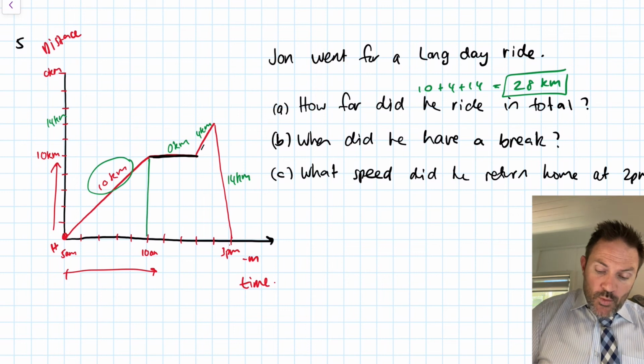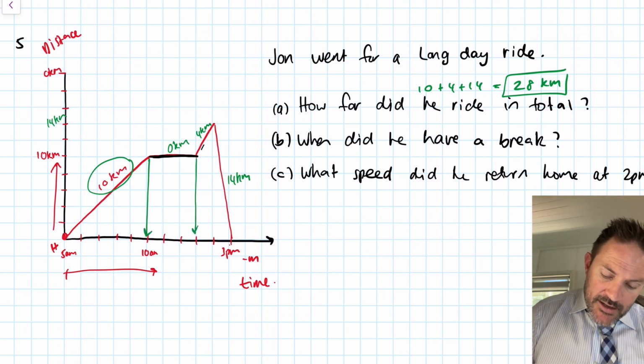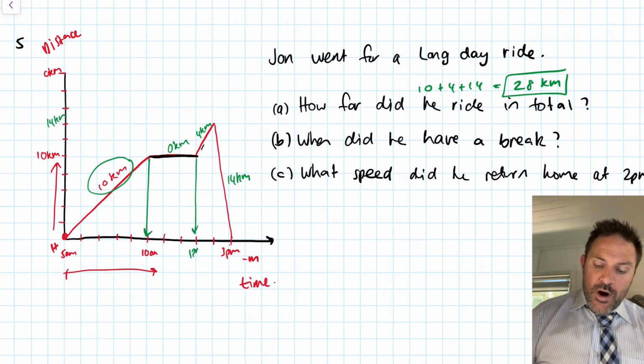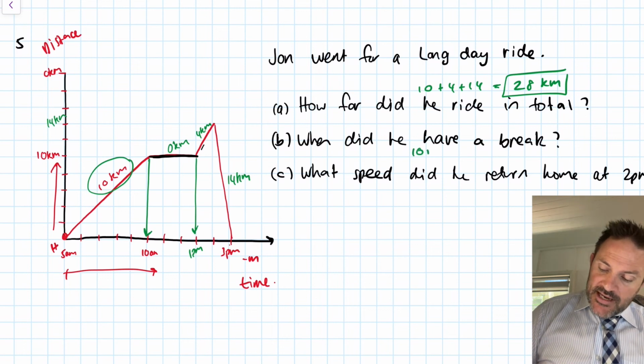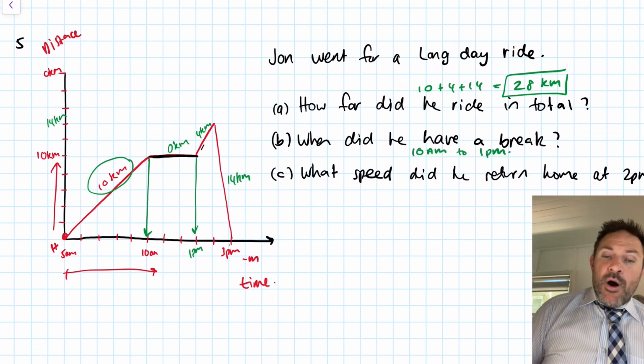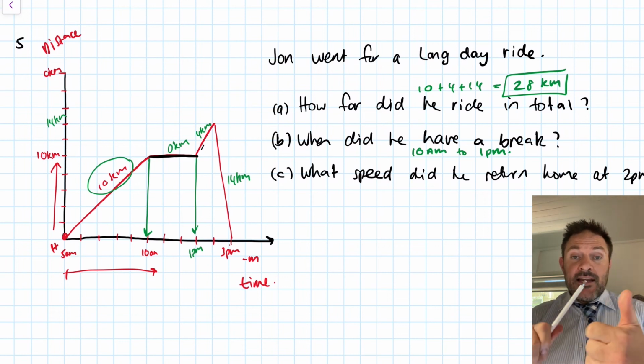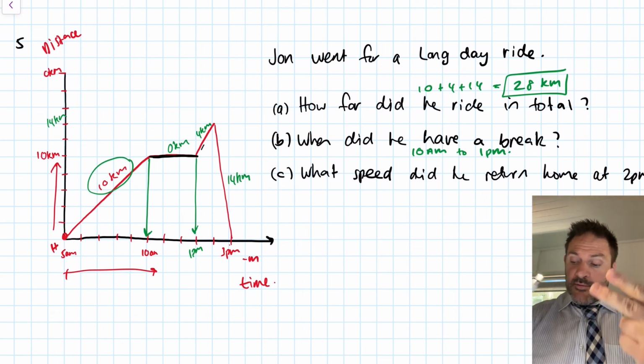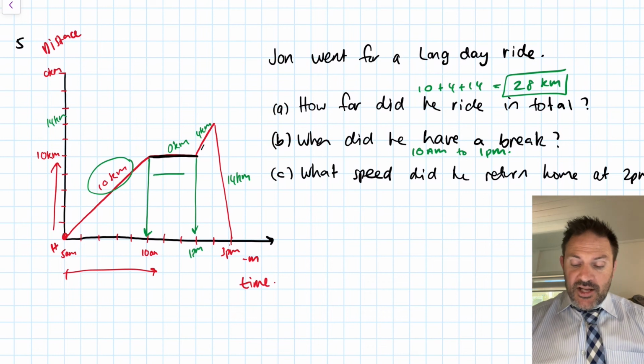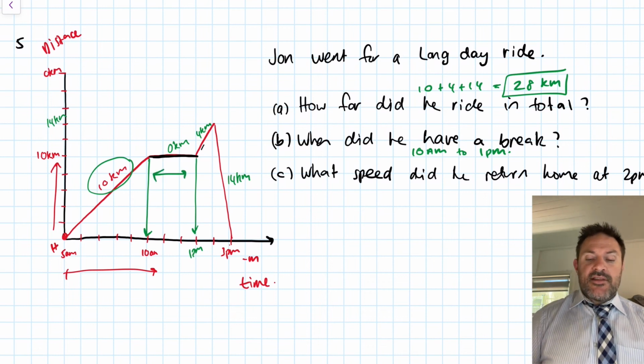When did he have a break? We had a break between 10, 11, 12, 1 p.m. So you're going to say 10 a.m. to 1 p.m. It might say for how long did he have it? 10 to 11, 11 to 12, 12 to 1, 3 hours. Nice and easy. And you can see that's 3 hours across there anyway.